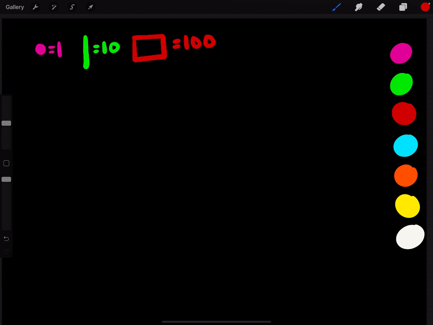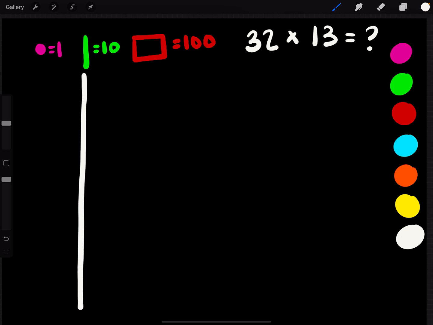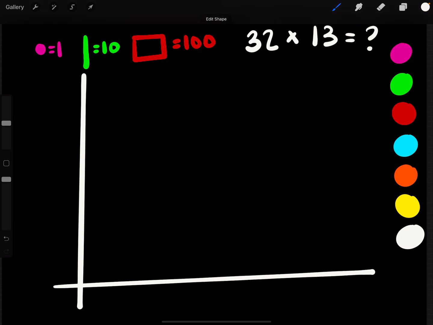All right. So we're going to use the multiplication equation of 32 times, or groups of, 13 equals unknown. Now, the area model, we've been working on that, but today we're going to do base 10 multiplication. So we're going to start off by doing our grid. Our grid's going to come down like this, and then it's going to go over like this.